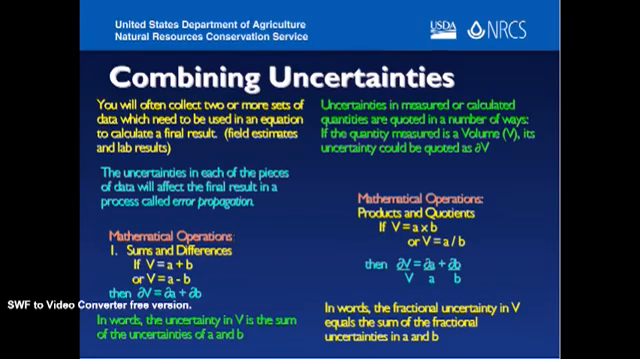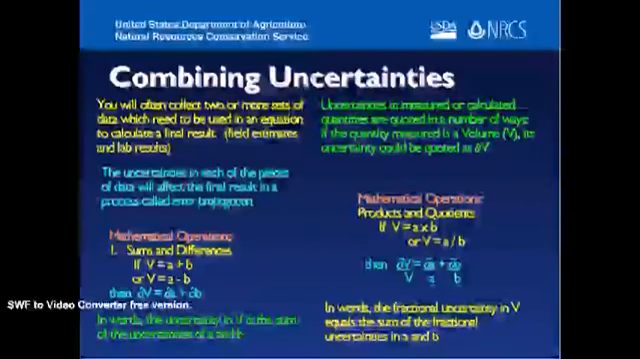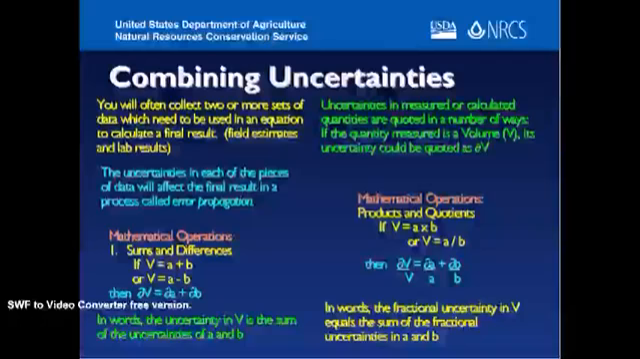Now, we're often going to collect 2 or more sets of data that are going to be needed in a calculation for a final result. And we're going to have to combine uncertainties when we do this, meaning field estimates and lab results. Uncertainties in measured or calculated quantities are quoted in a number of ways. And if the quantity measured is a volume, let's say, its uncertainty could be quoted as delta V. The uncertainties in each one of the pieces of data are going to impact the final result in the process, and this is called error propagation. So there's some mathematical operations that have to be considered here.